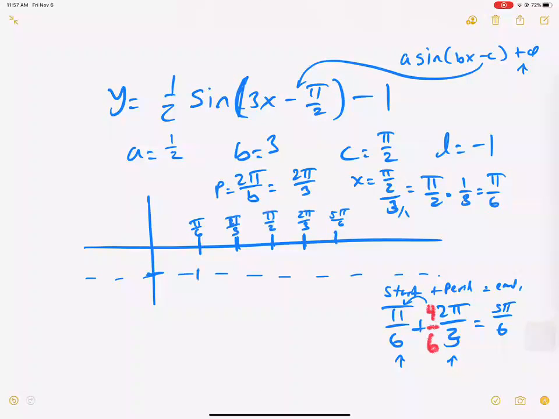Okay, copy the tick marks. 1, 2, 3, 4, 5. All these tick marks are being copied to my D value. We did D, we did C, we did B. Now all we have to do is A. And my A value is 1/2. So this is negative 1, half up, half down. We have to now fill in the graph.